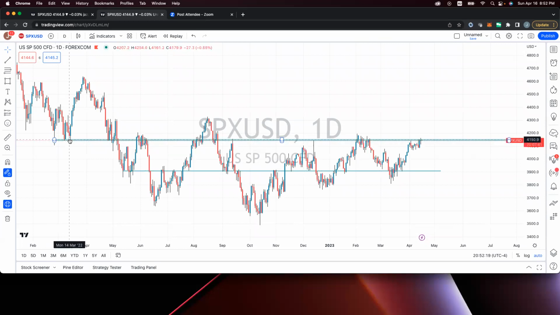Bounce 1, bounce 2, bounce 3, multiple bounces, multiple rejections. Actually, 1 rejection, multiple bounces. We'll draw a zone on top of this too when we get to 4 hours and 1 hour. And then huge rejection, huge rejection, rejection, rejection, rejection, rejection. That's it. And I continue doing that.